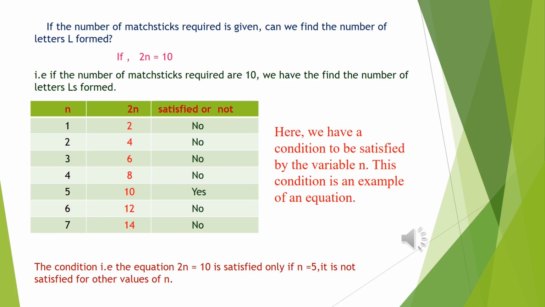For n equals 5, 2n is 10. Here, 2n equals 10. Therefore, the condition here is satisfied. So, this condition is an example of an equation. The condition, that is the equation 2n equals 10, is satisfied only if n equals 5 and it is not satisfied for other values of n. Hope you all understood.